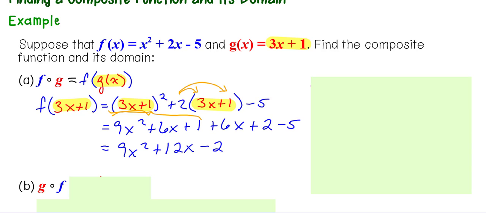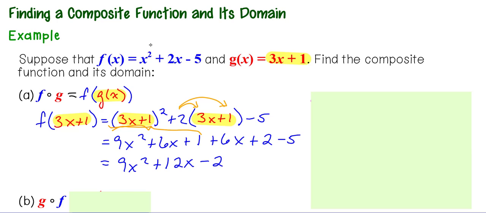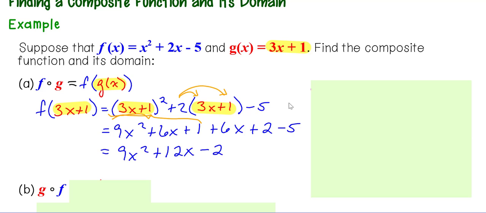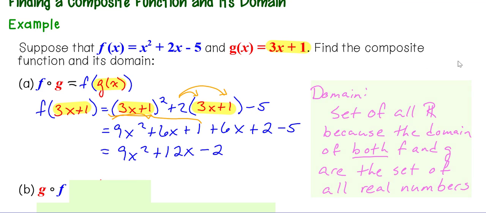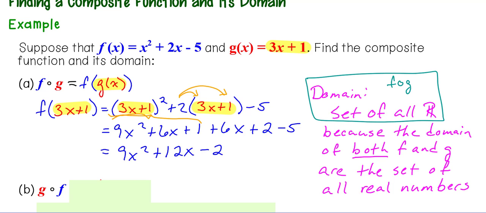So one thing to note is that the domain of f is all real numbers, and the domain of g is also all real numbers. So that tells us that the domain of f composed of g is going to be the set of all real numbers. And this is because the domain of both f and g are the set of real numbers.